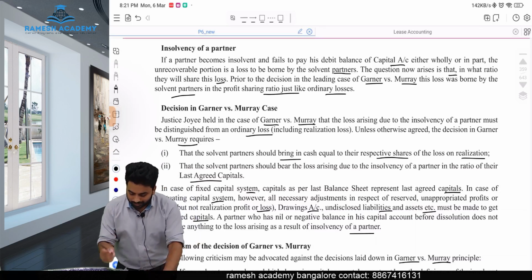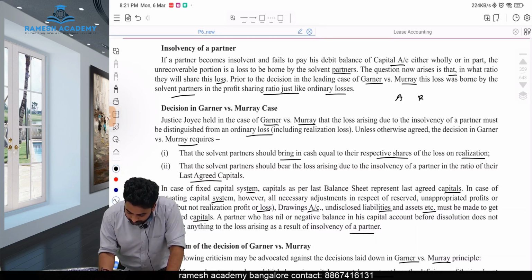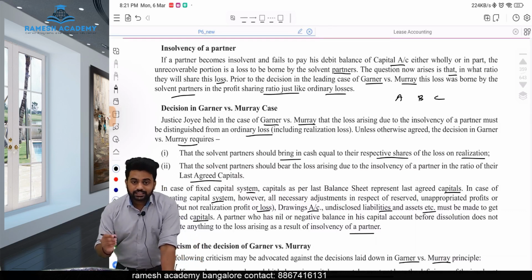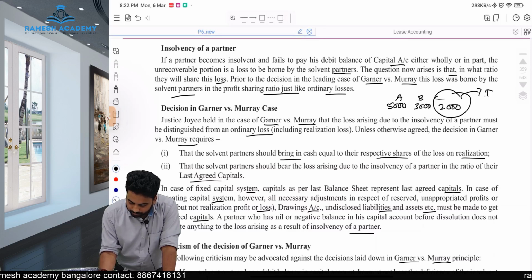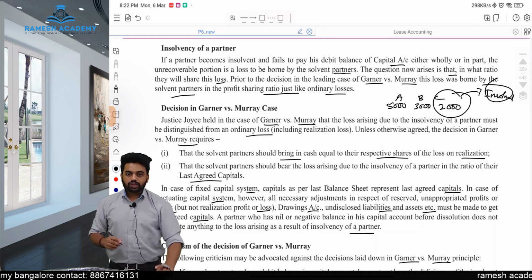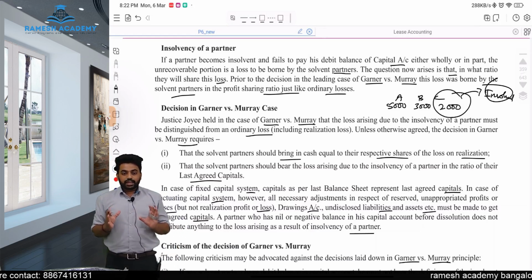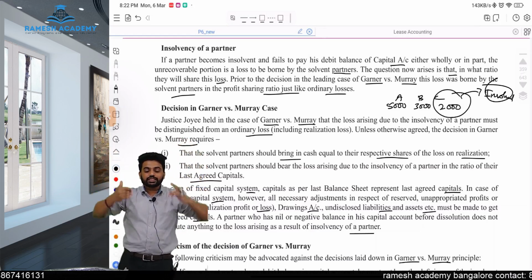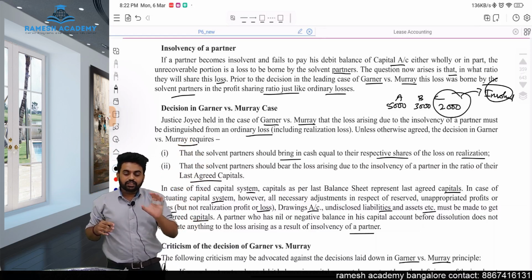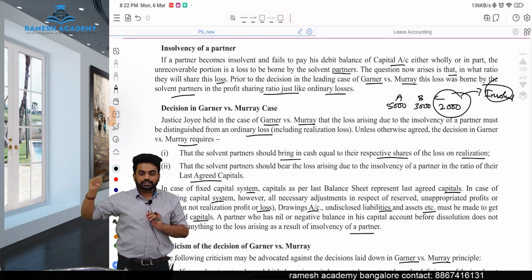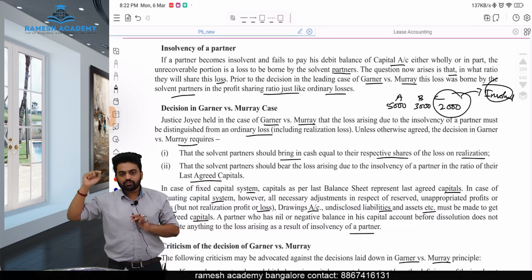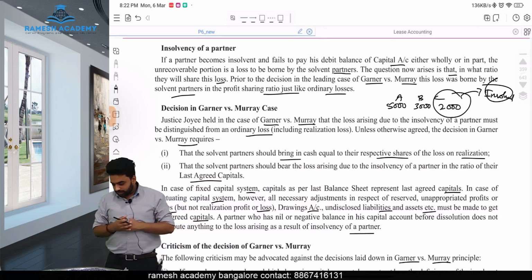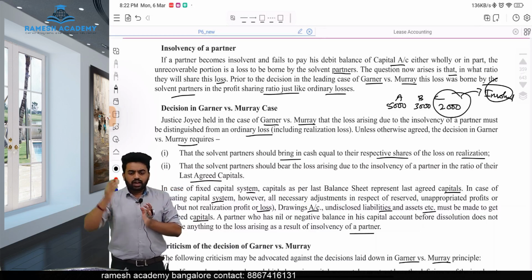For example, there are three partners, A, B and C. Realization loss is there: A 5,000, B 3,000, C 2,000. Let us assume C is insolvent. Now A and B first should bring money towards the loss on realization. That entry you should pass: bank account debit to partners' capital accounts. Who are the partners? A and B. Bank account debit to A's capital account and B's capital account, 5,000 and 3,000.